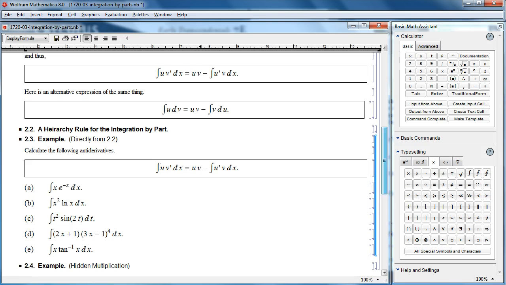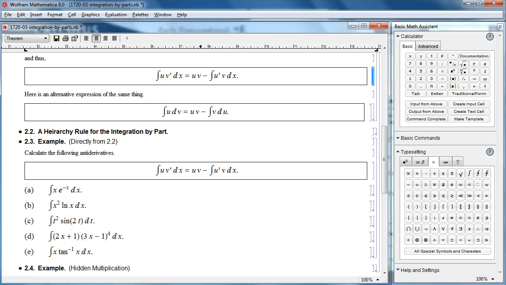Okay, let's move on to example problems. Alright, how about this problem here? Integral of x e to the negative x dx. Which is u and which is v prime? The next problem, integral of x squared log of x dx. Which is u and which is v prime? Same question for problem C: t squared sine of 2t. Which is u and which is v prime?